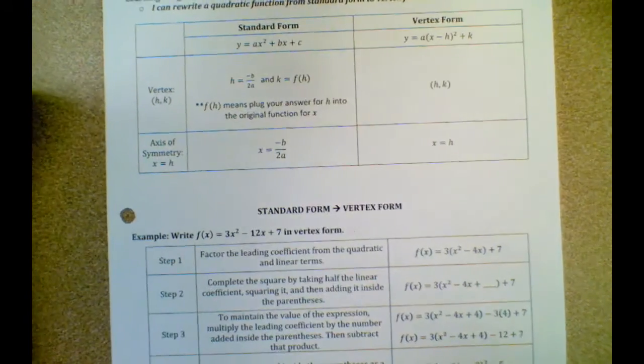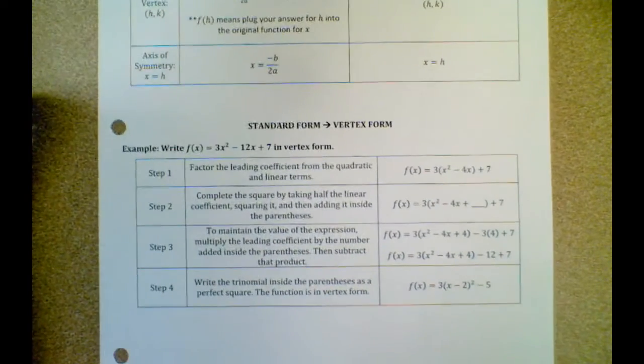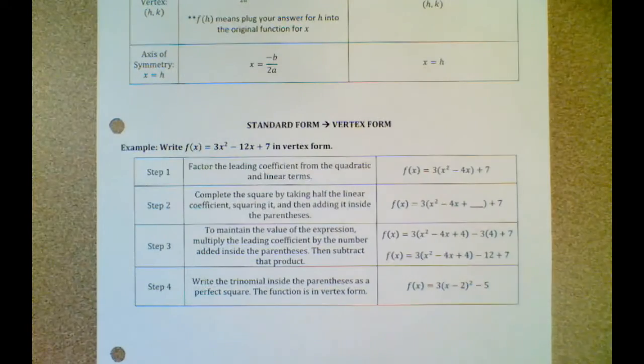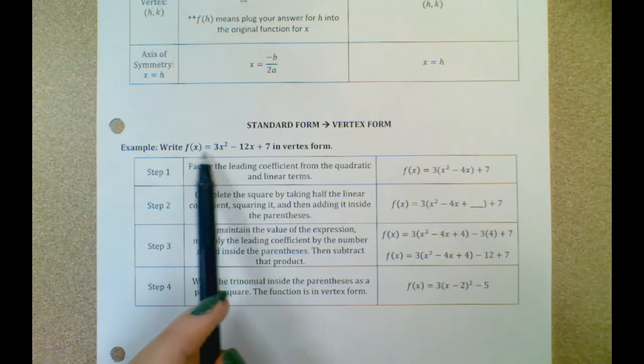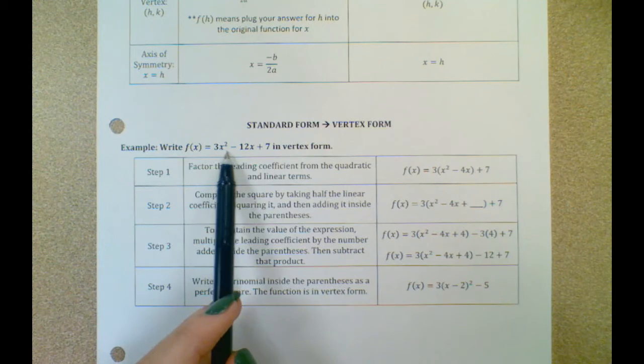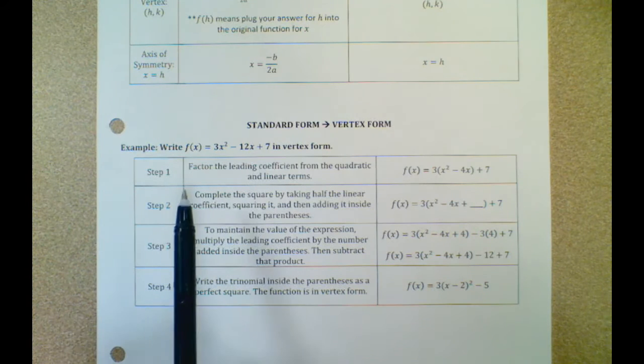Here are the steps to go from standard form to vertex form. I have an example already worked out just so you guys can refer back to it. So let's look at this equation here. I have f of x equals 3x squared minus 12x plus 7, and we want it in vertex form.